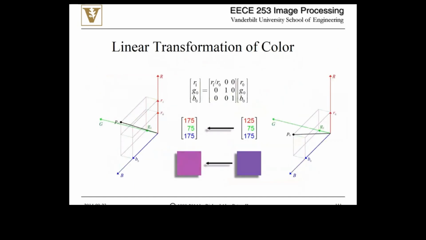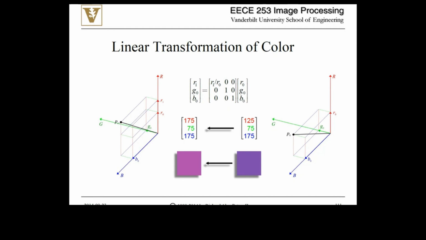Now, for instance, let's think of these transformations. This transformation keeps G and B the same, and then the red channel is multiplied by a scalar factor. So we are multiplying this by some number. For instance, we go from 125 to 175, so the scaling is 175 divided by 125.